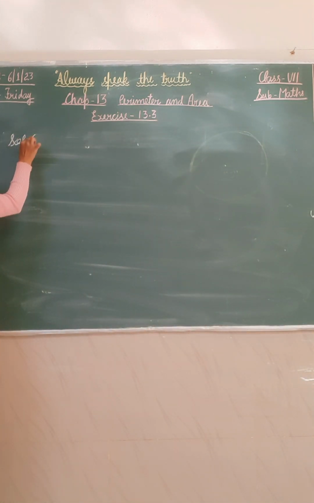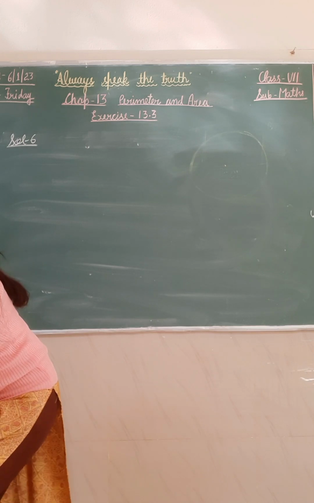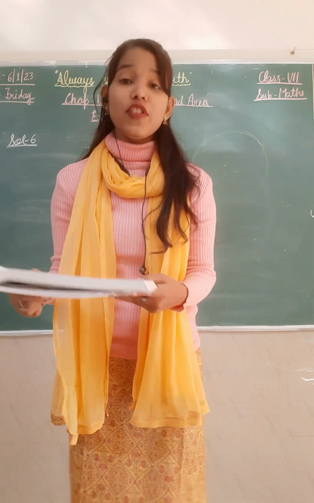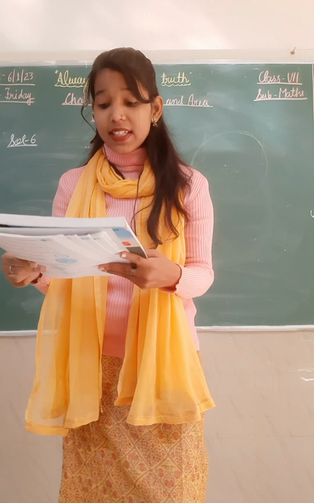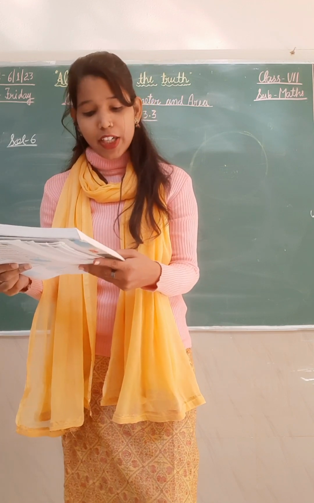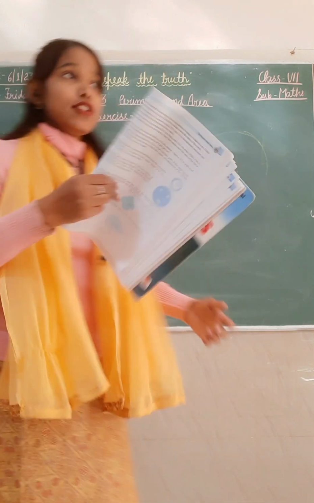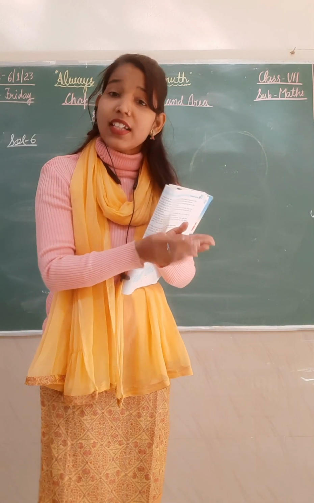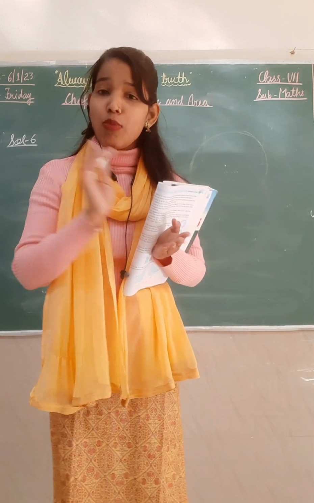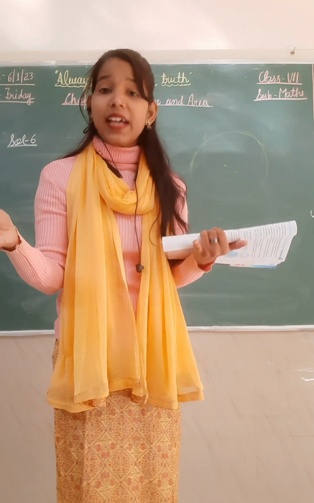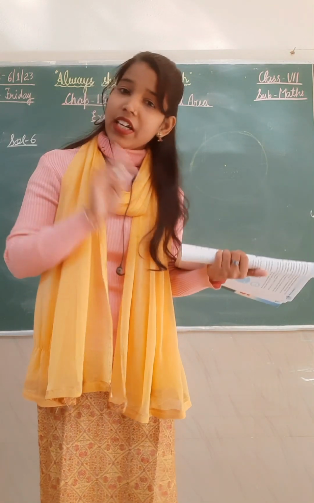Solution number 6. It is saying that if the circumference of a circle exceeds its diameter by 30 centimeter, then find the radius of the circle. Exceeds means the circumference of the circle is more than its diameter. How much more? 30 centimeter more. That means the circumference is 30 centimeter more than its diameter. So you have to find the radius of the circle.